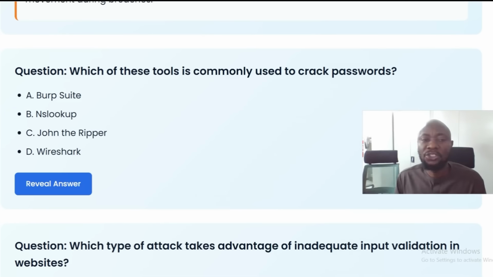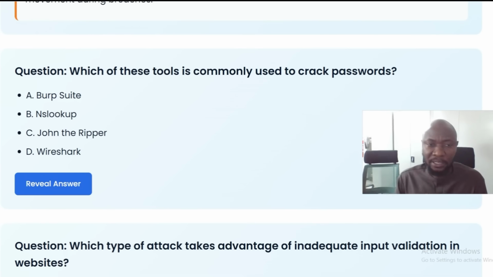Burp Suite is for interrogating traffic. When you want to break down what is going on within a network, it can be used for testing an application. So it's more like investigating what is going on in the network or what's going on inside the traffic.